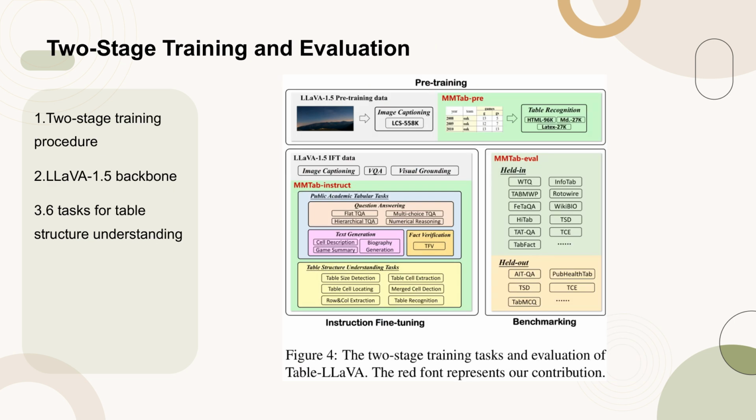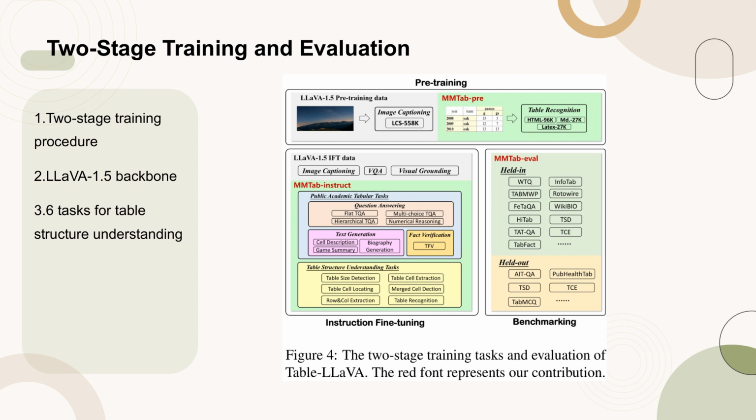Figure 4 illustrates the 2-stage training tasks and evaluation process of Table LLaVA. The first stage involves pre-training the model on a large dataset of table images and their textual representations. The second stage focuses on instruction tuning, where the model learns to follow specific instructions related to table understanding tasks.